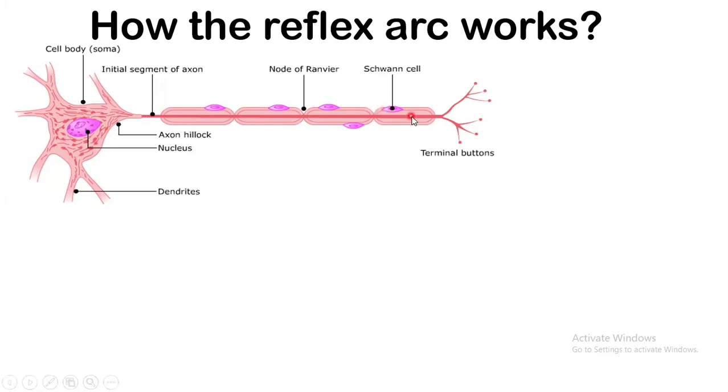Here you can see the Schwann cells, which are equipped with the myelin sheath. It speeds up the signal transmission. And finally here you can see the terminal buttons. They send the signals to other neurons or to the muscles.